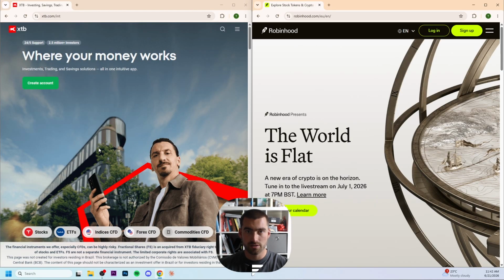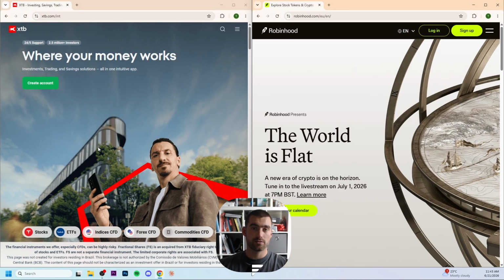The main focus, that is topic 1, on XTB is CFD and stock investing. The main focus on Robinhood is commission-free investing, and Robinhood is a trading app. If we look right here, XTB is the best for active traders and CFD users, and Robinhood is the best for beginner investors and casual traders.